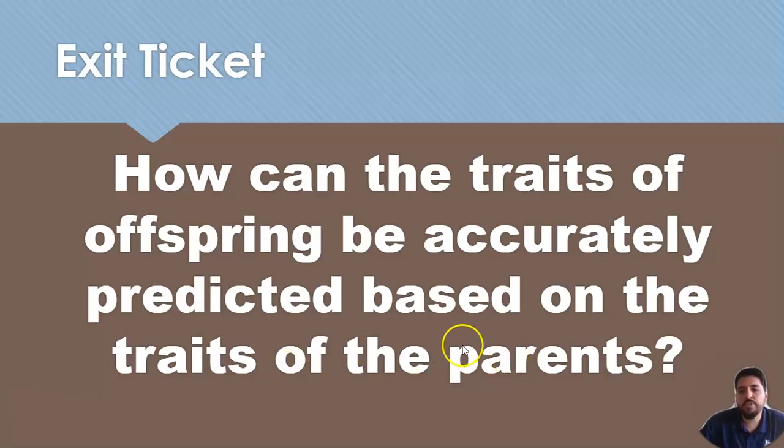So again, if we know the genotypes of the parents, we can use a Punnett square to make a prediction of what the genes of the offspring will be. So again, a Punnett square can help us to see what the crosses would be of the genotypes of both parents and how that would look like in the offspring. Again, using a Punnett square would be our best way to make this prediction.